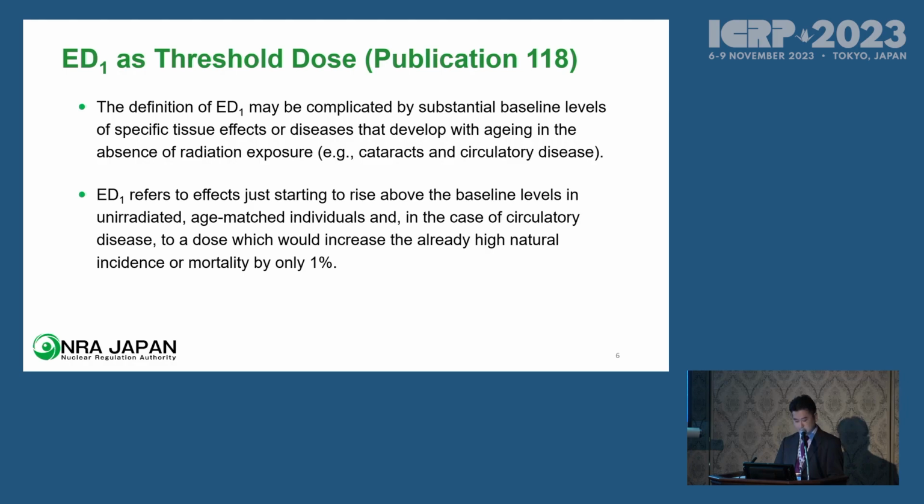substantial baseline levels of specific tissue reactions or diseases that develop with aging in the absence of radiation exposure, for example, cataracts and circulatory diseases. Also, publication 118 states that ED1 refers to effects just starting to rise above the baseline levels in unirradiated, age-matched individuals, and in the case of circulatory diseases, to a dose which would increase the already high natural incidence or mortality by only 1%.